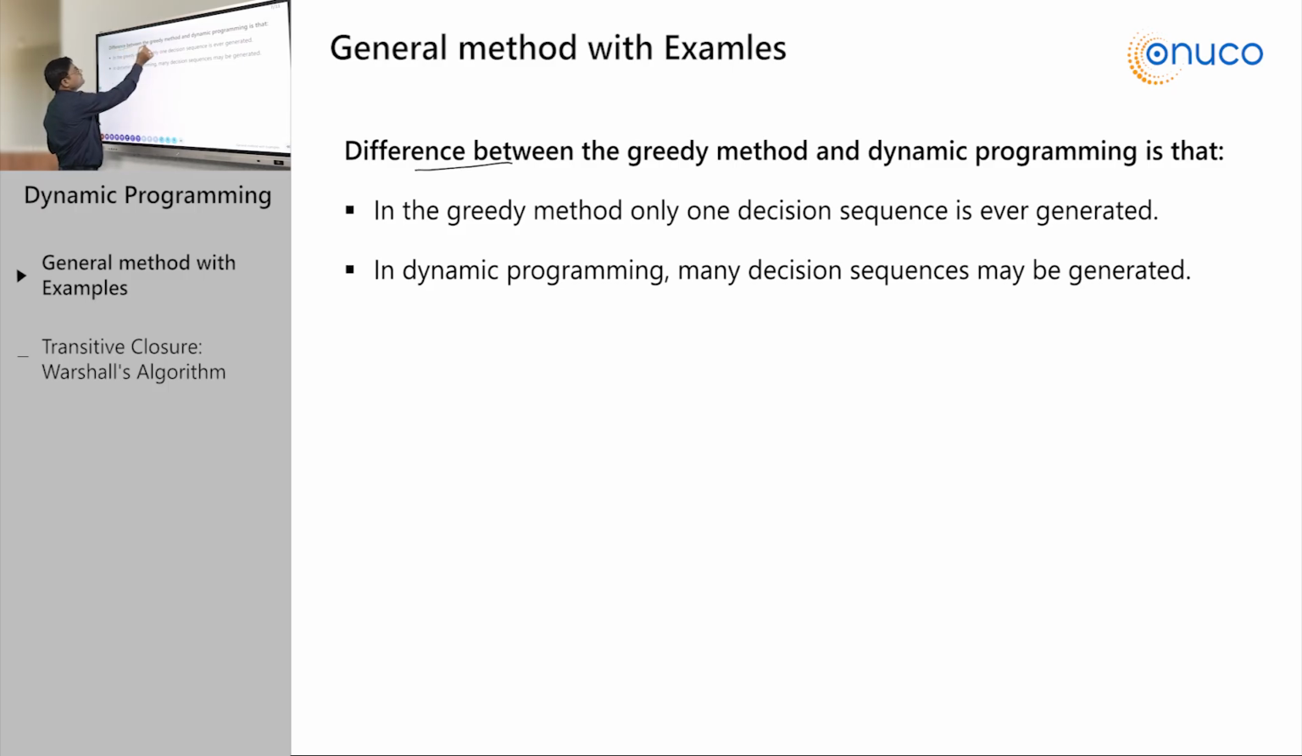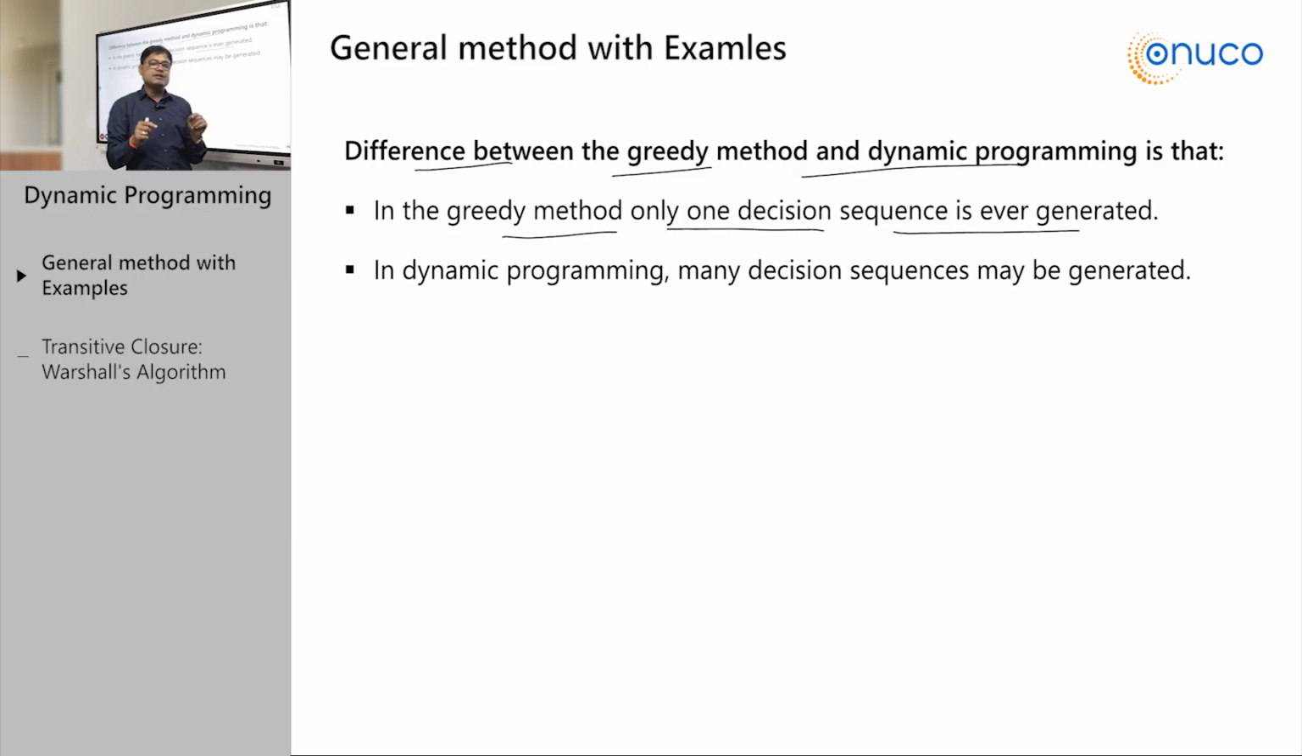Let us see what is the difference between the greedy method and dynamic programming, right? We have seen that in the greedy method, only one decision sequence is ever generated. Whatever decision you make at the beginning based on greediness, whether A to B is the best choice or A to C is the best choice or A to D is the best choice, you go along with that, right? Here we don't have that. Here we are going to find out with the help of all possible decisions. So in dynamic programming, many decision sequences may be generated, and out of that you are going to find optimal solutions.